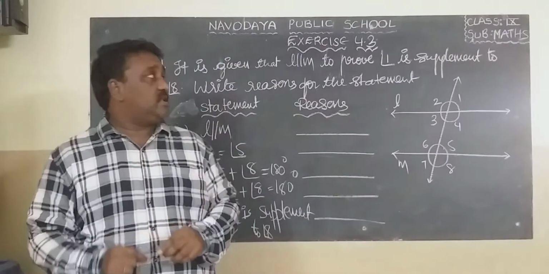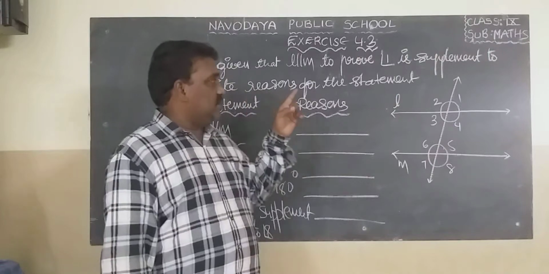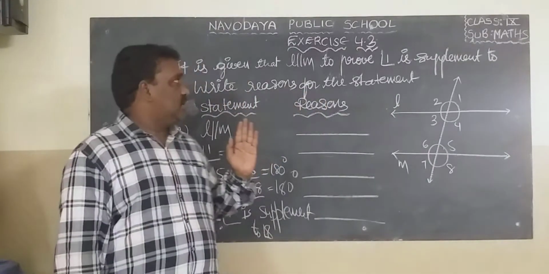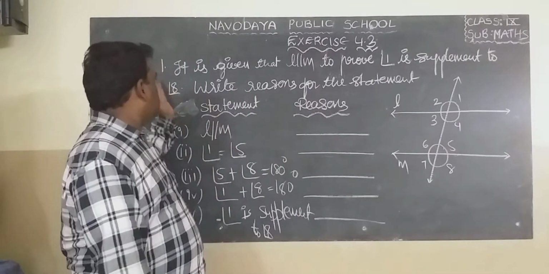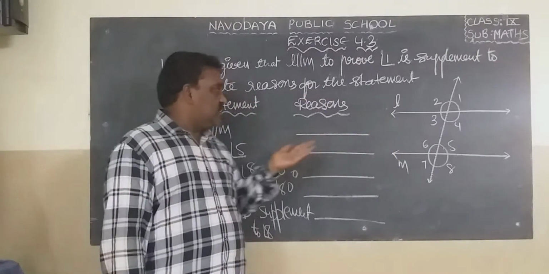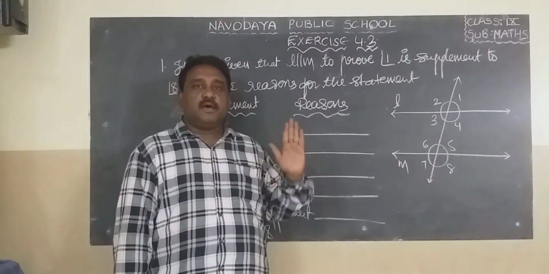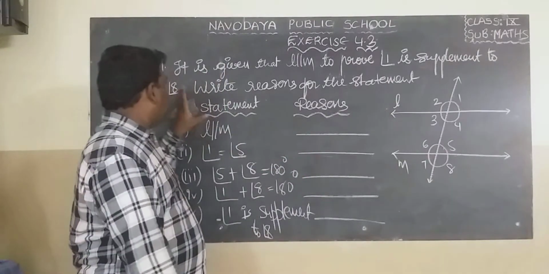In the last class, exercise 4.2 was completed. Now we will continue with exercise 4.3. Write down problem number 1. So, exercise 4.3, first problem. Write the problem first, then draw the diagram and answer. There are 5 sub questions. Write all the answers. So write the problem first.